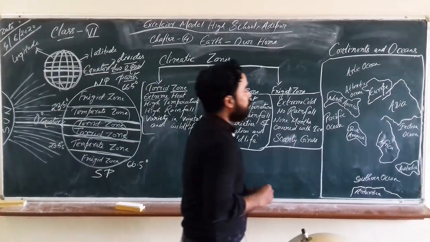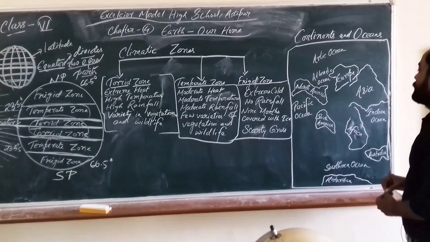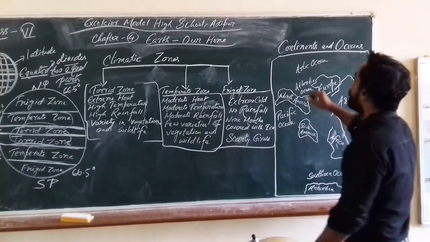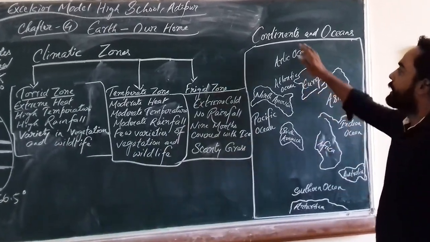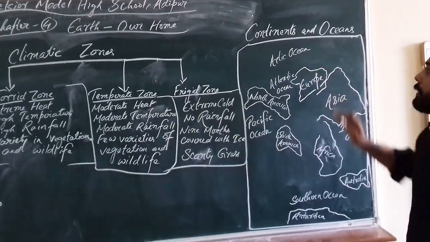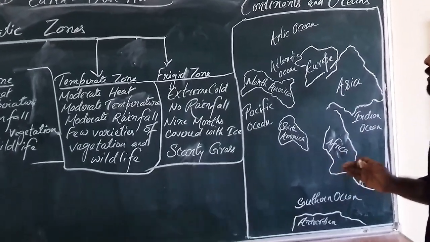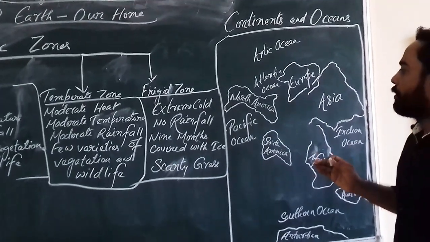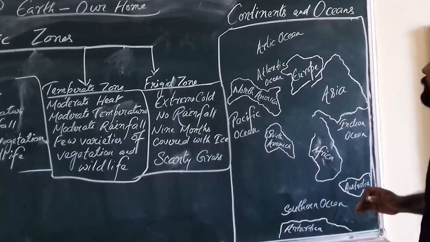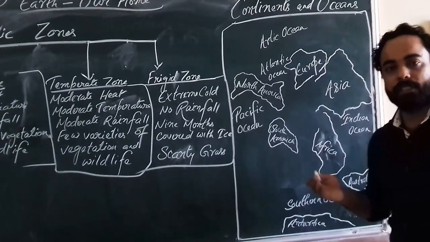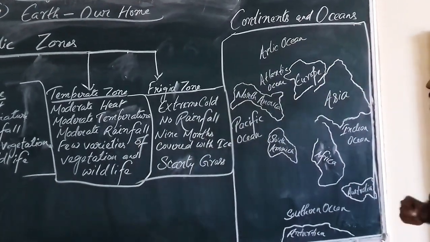Now, continents and oceans. As we all know, there are 7 continents and 5 oceans on the earth. Continents are the large land masses on the earth. So, the large fragments of the earth which we see on a given globe or on the model of the earth are called continents. And the large water bodies that we see on a model of the earth are called oceans.